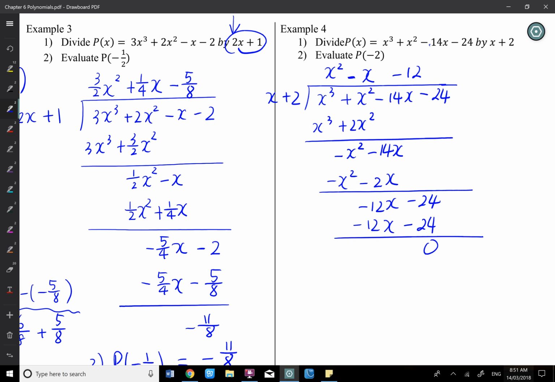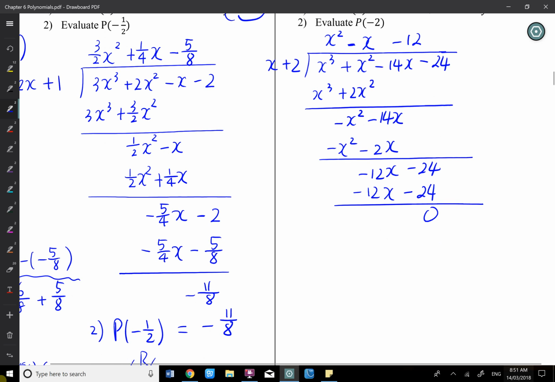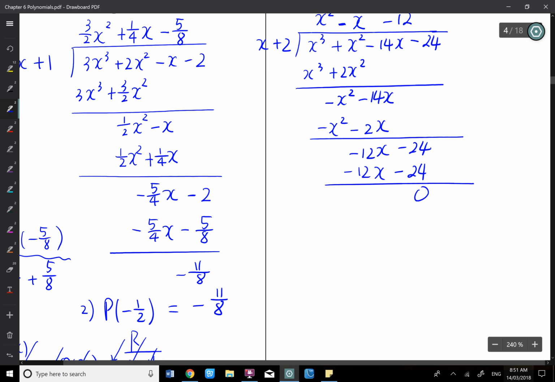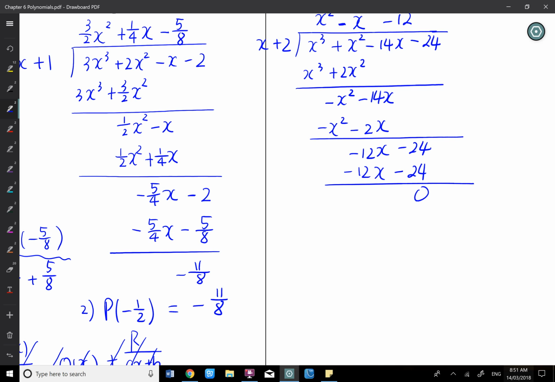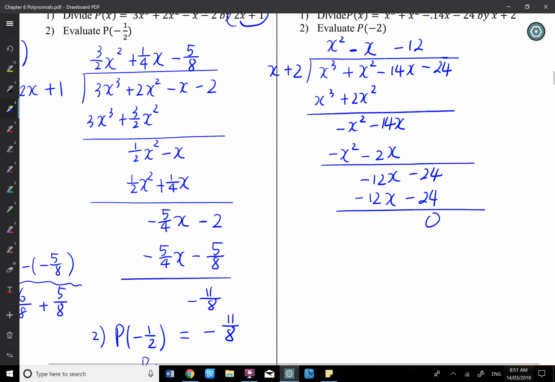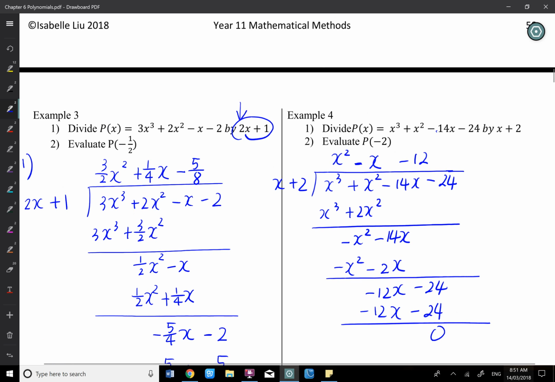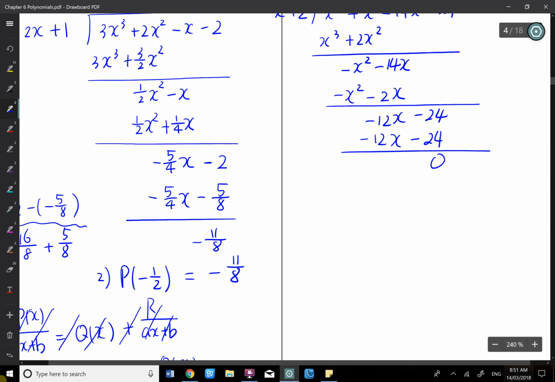So the method I'm going to show you is the synthetic method. This only works for dividing by a linear. And this linear is better to have a coefficient of 1 for x. It still works when the coefficient is not 1, for example, that one is still working, but it's more complex. I'll show you, but if you can't get it, only do it when you've got a coefficient of 1. So what I'm going to do is set up a table.